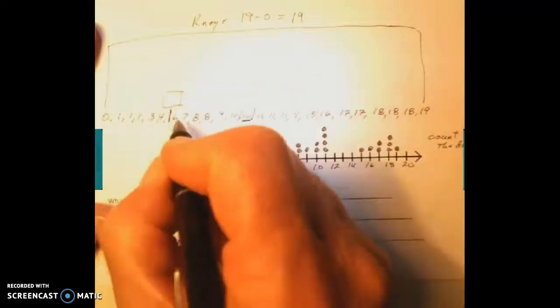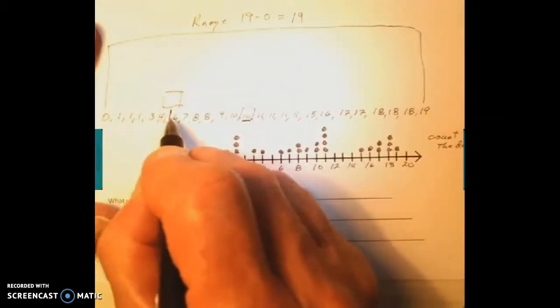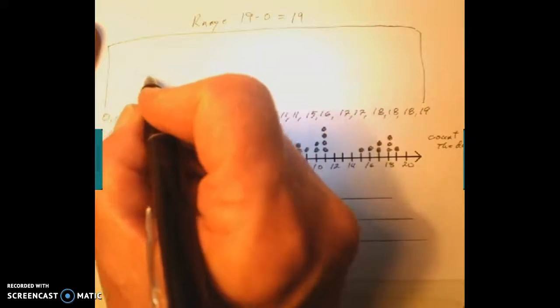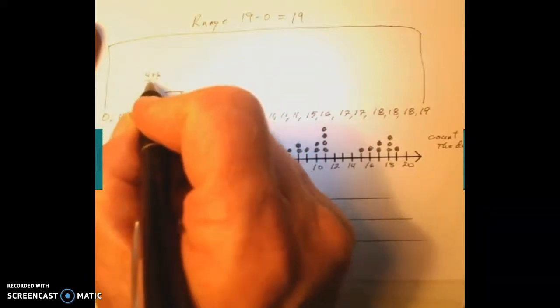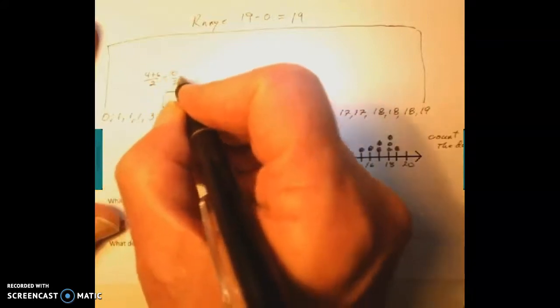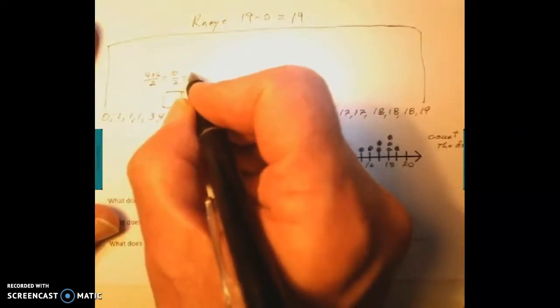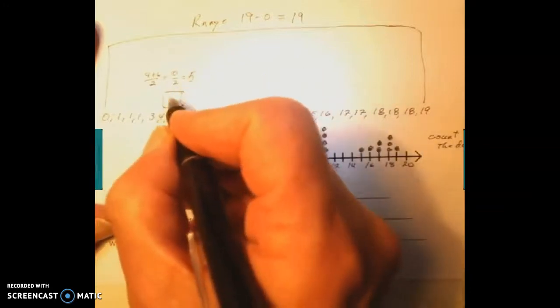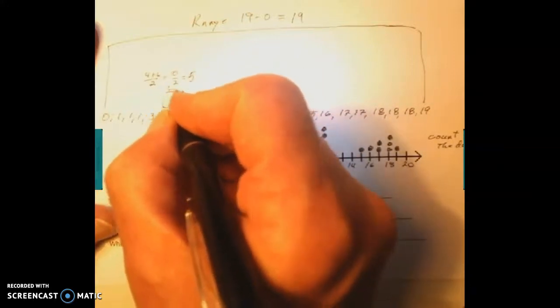So I need to average those two. Those two numbers are the middle. I find the average of those. So 4 plus 6, and then divide by how many there were. There were 2. That's 10 divided by 2. My lower quartile is 5. This is my lower quartile.